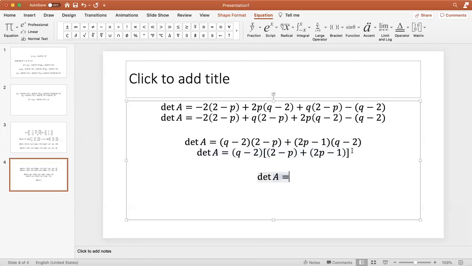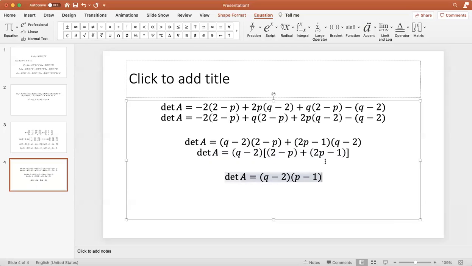So, adding similar terms together, the determinant of A would be Q minus 2 times P plus 1. That's going to be P. Diba? Kasi negative P plus 2P, that's P. 2 minus 1 is 1. Okay. So that solves for the determinant of A.